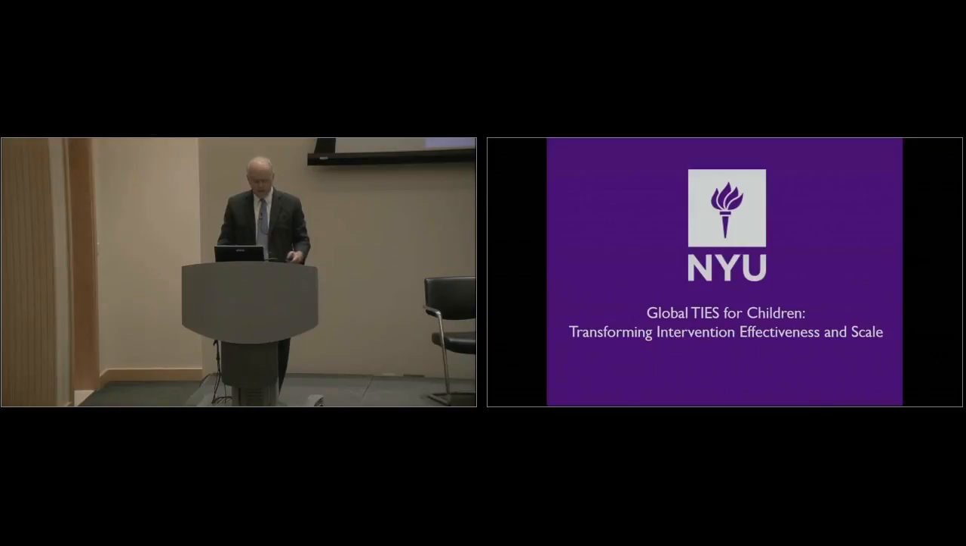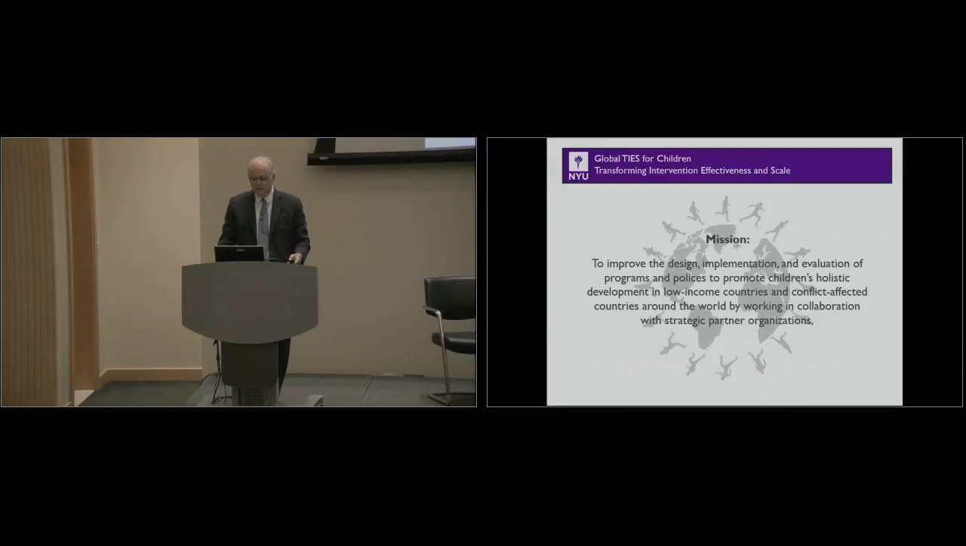2014. And Global Ties for Children's mission is to improve the design and implementation and evaluation of programs and policies to promote kids' development, not just their academic development, but their social, emotional, physical development, their holistic development in low-income and conflict-affected countries. What better place in the world than the Emirates, which is, if you charted where the 80% of the poorest and most fragile nations are in the world, the Emirates is sitting just about right in the middle of them, and the Emirates is involved in many, many ways.